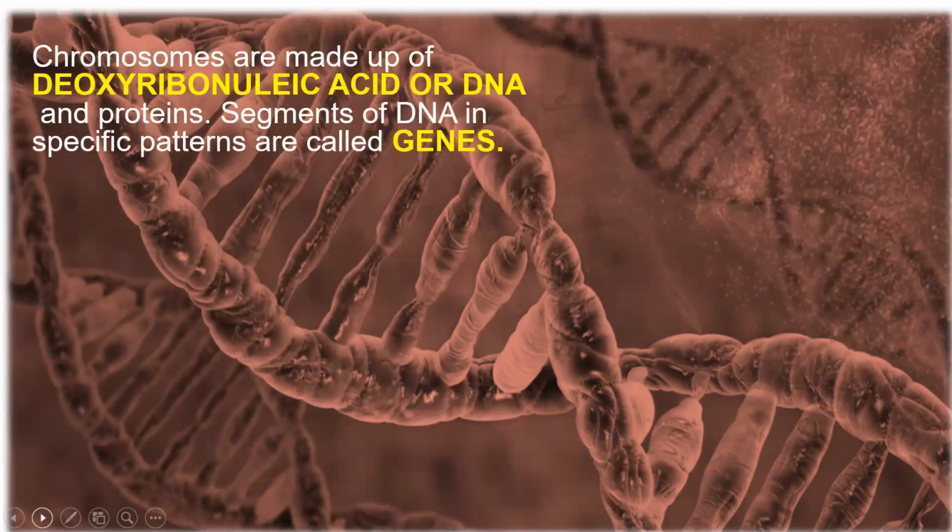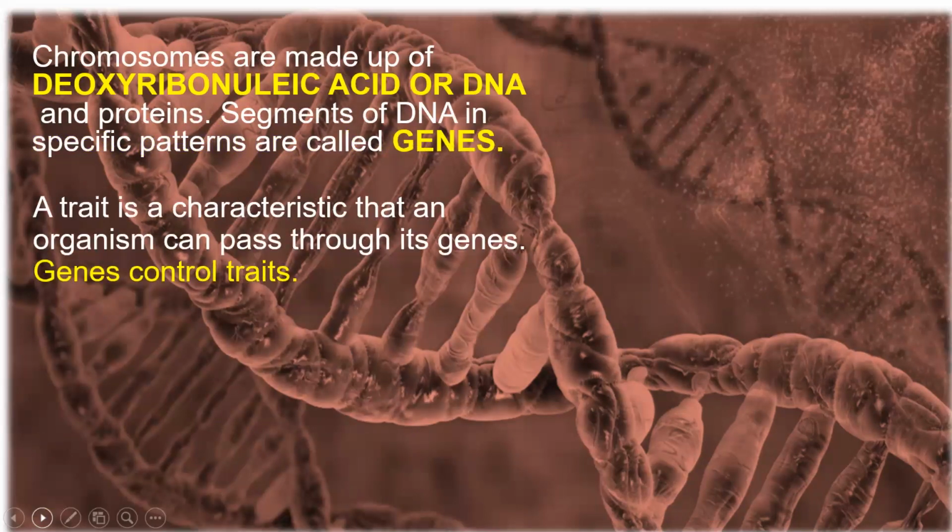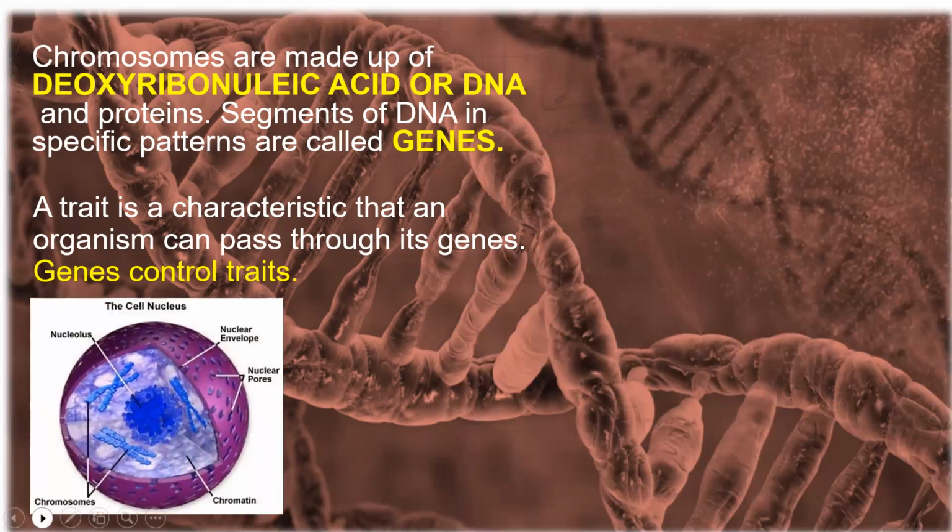Chromosomes are made up of DNA and proteins. Segments of DNA in specific patterns are called genes. It is easy to say that DNA contains genetic information. A trait is a characteristic that an organism can pass through its genes because genes control traits. Remember, genes control traits.